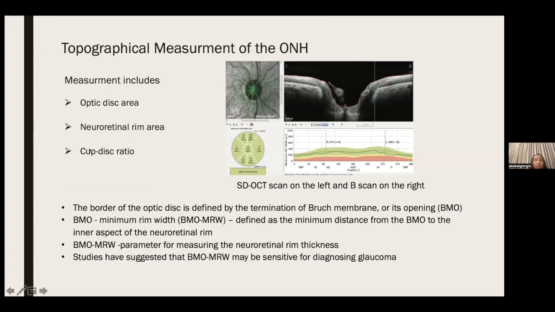The border of the optic disc is defined by the determination of Bruch's membrane or its opening, which is called BMO. The BMO minimum rim width is defined as the minimum distance from the BMO to the inner aspect of the neuroretinal rim. This parameter is used for measuring the neuroretinal rim thickness, as you can see here. And the studies have suggested that this parameter may be sensitive for diagnosing glaucoma.